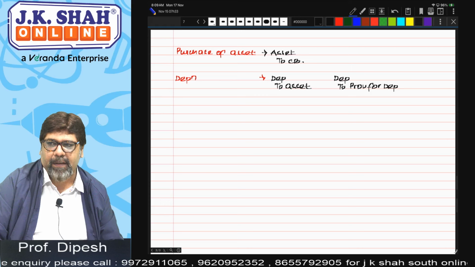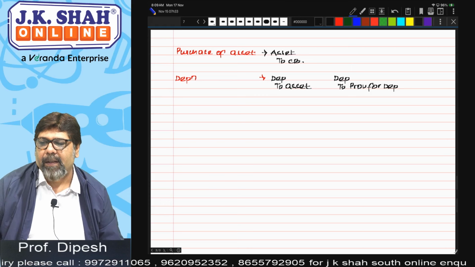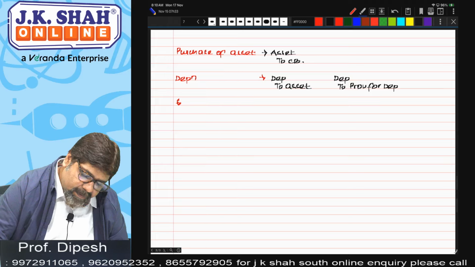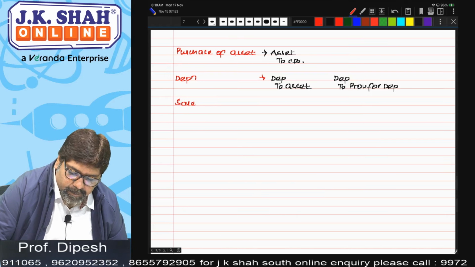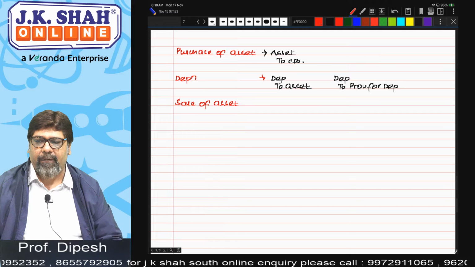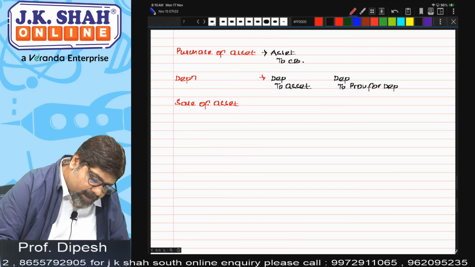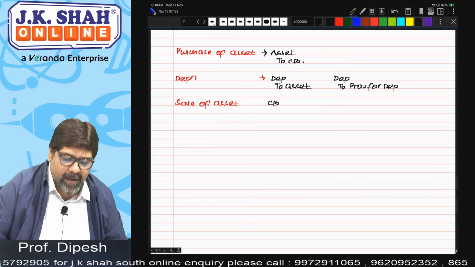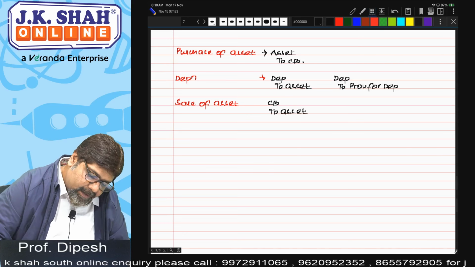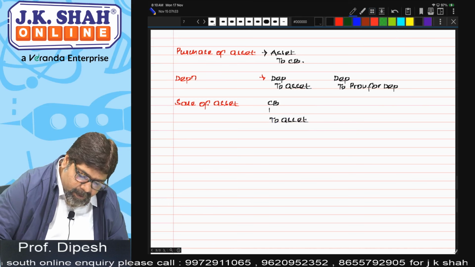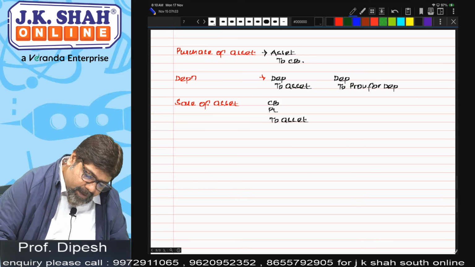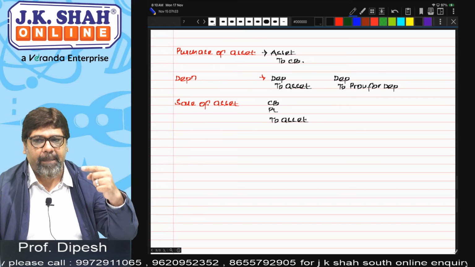What is the journal entry for sale of asset? The journal entry for sale of asset is cash bank account debit to asset, or I can say cash bank account debit, PL account debit to asset if there is loss, and if there is profit, then PL will be credited. Cash bank account debit, PL account debit to asset.